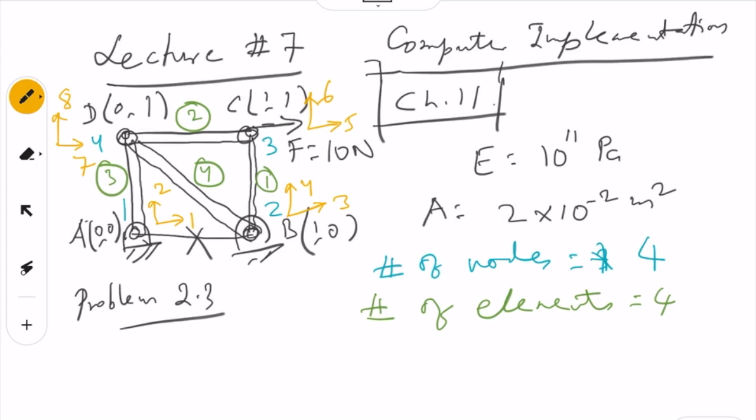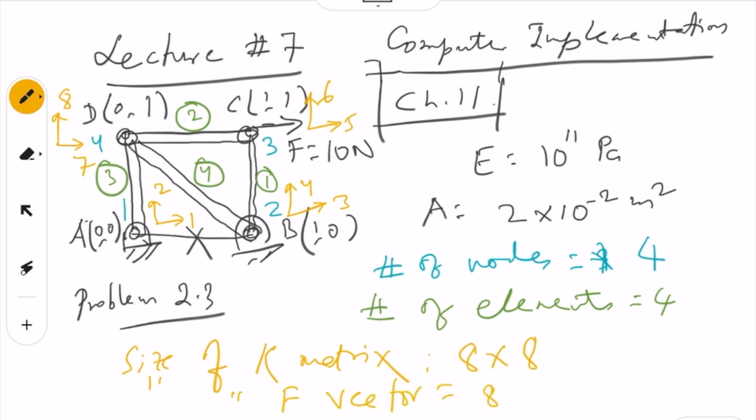So we have 8 degrees of freedom, hence the size of the K matrix, meaning the stiffness matrix, will be simply 8 by 8. And the size of the F vector will be equal to 8 by 1, and similarly the size of the displacement vector will also be 8 by 1.